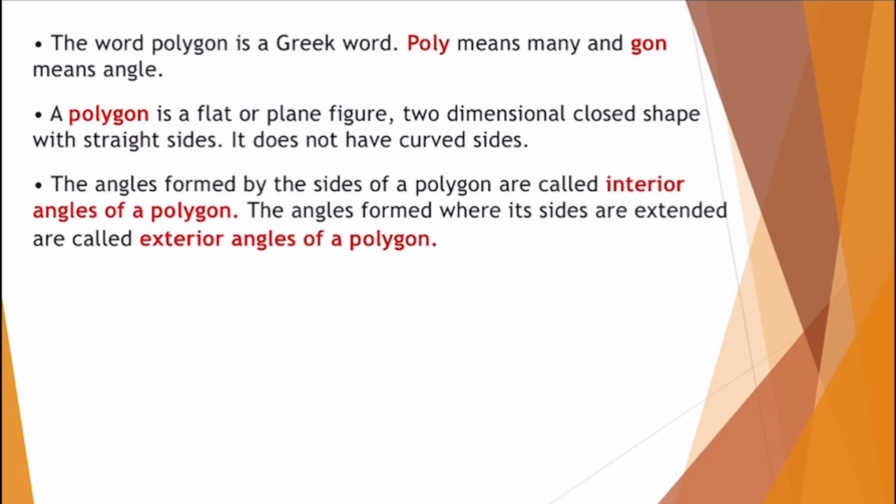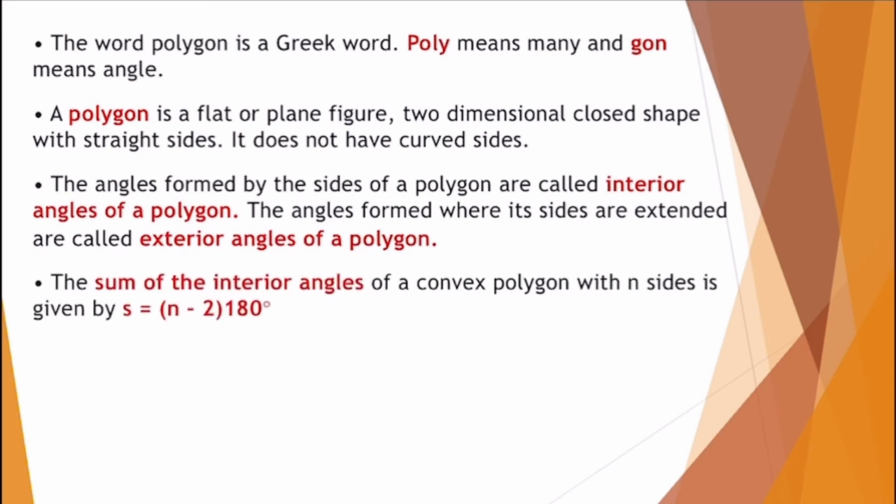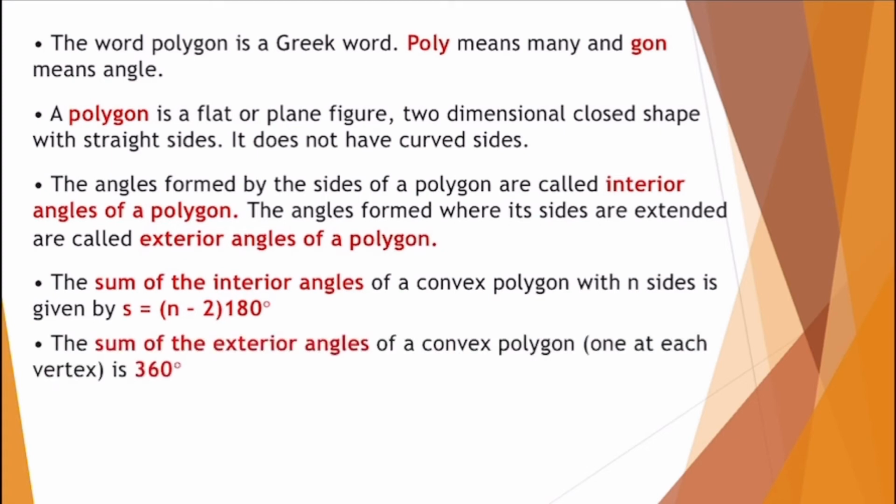The angles formed by the sides of a polygon are called interior angles of a polygon. The angles formed where its sides are extended are called exterior angles of a polygon. Next, the sum of the interior angles of a convex polygon with n sides is given by S = (n - 2) times 180 degrees. The sum of the exterior angles of a convex polygon, one at each vertex, is 360 degrees.